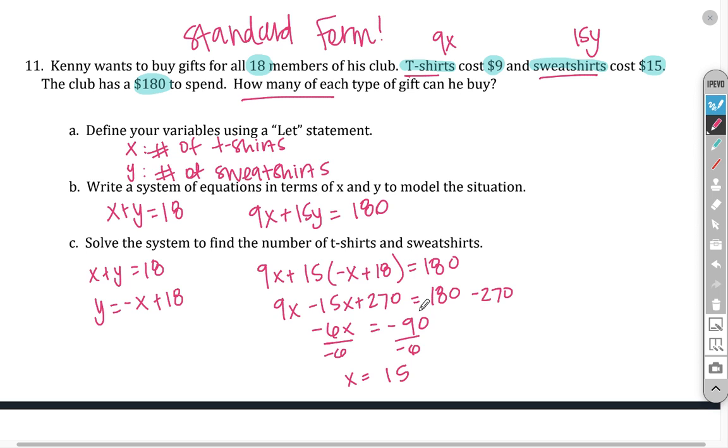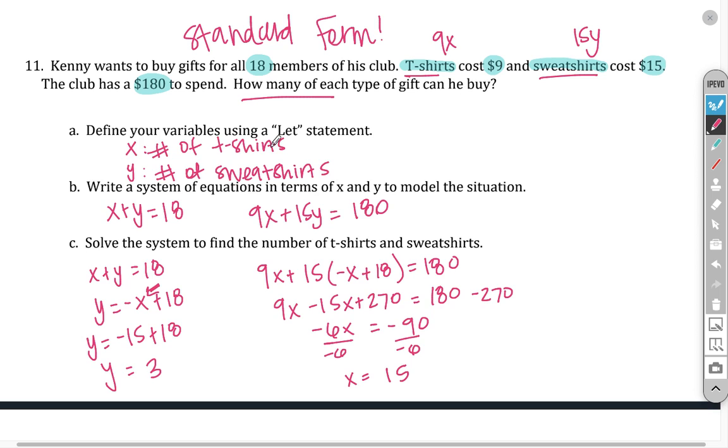All right, now that we know what x equals, we can plug it back in up here and solve for y. So we have y equals, if there's a negative here, even if there's not one here, you have to include that. So negative 15 plus 18. So y is going to equal 3.